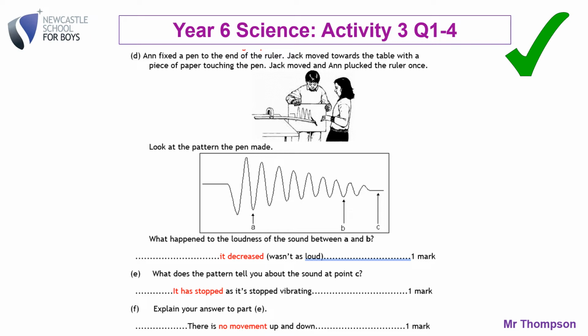What does the pattern tell you about C? Well, C is a straight line, so it has stopped. The ruler stopped vibrating. Explain the answer to part E. It means there's no movement up and down.